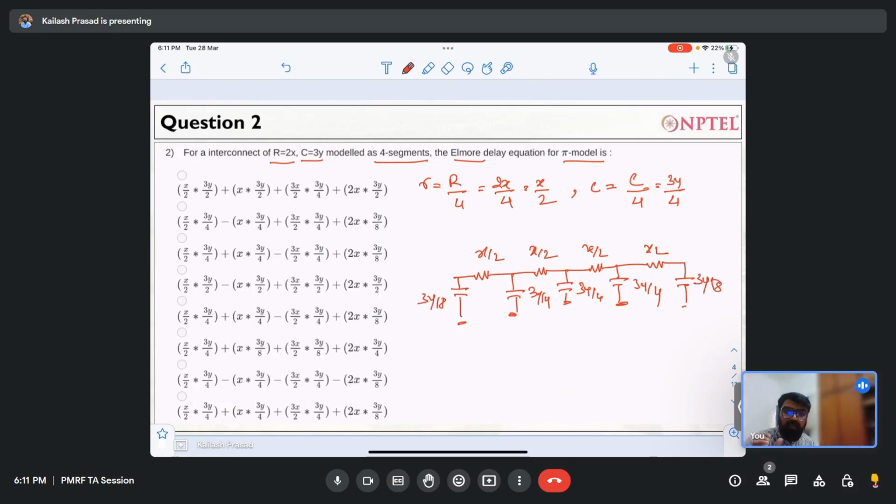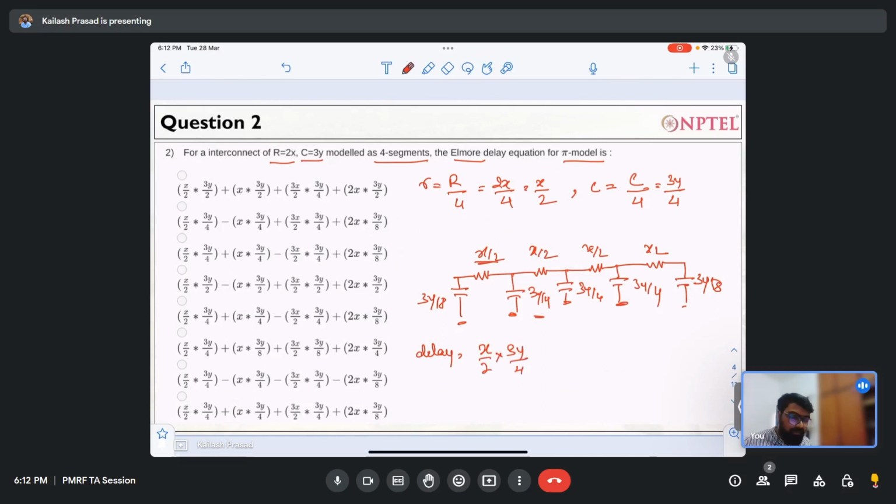Okay, so this is how you will make the pi model. Now once this model is there, you just apply the Elmore delay formula. Once we apply this Elmore delay formula, this x by 2 will be multiplied by this 3y by 4. So I will write delay is equal to x by 2 multiplied by 3y by 4.